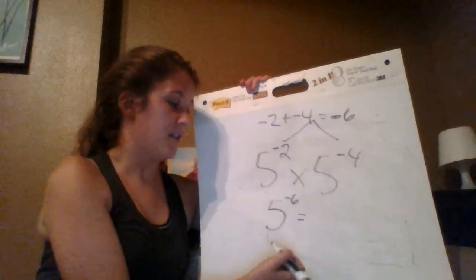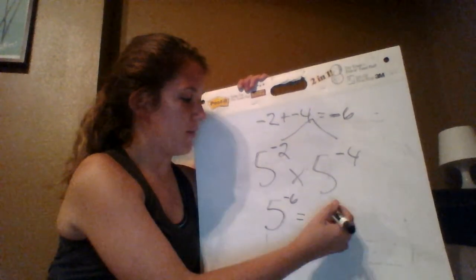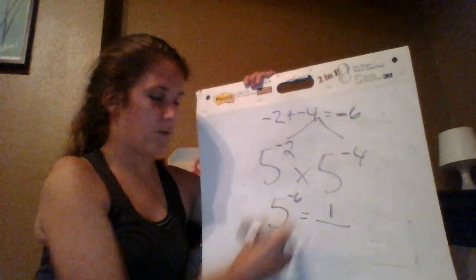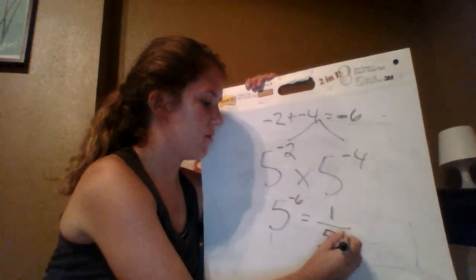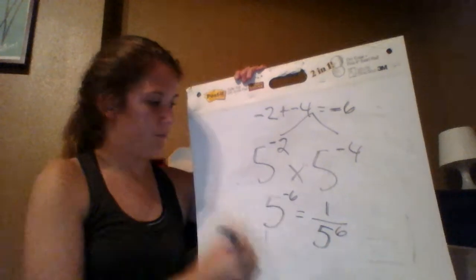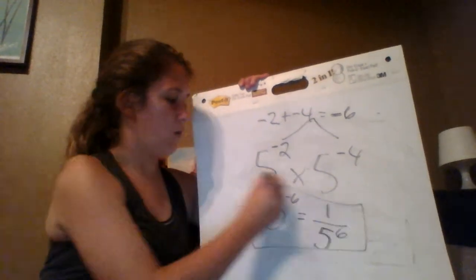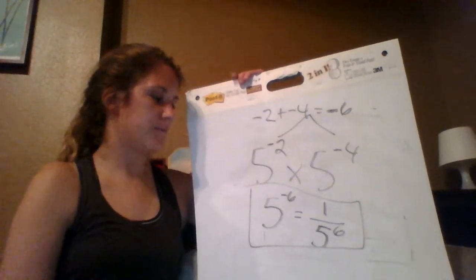I can rewrite this one step further. This negative exponent tells us that we're going to divide, or that we're going to have a fraction. So my numerator is 1. It's going to become a fraction. My base is 5, and it's raised to the positive 6th power. These two are equivalent expressions.